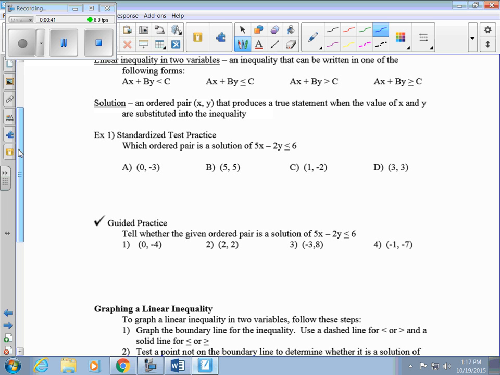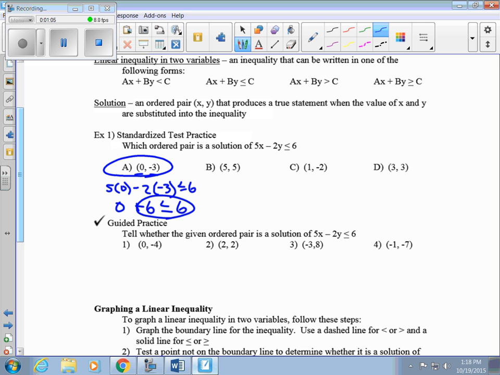We're going to take these ordered pairs and we're going to plug them in to see which one is the solution. So here's my x, here's my y, so we plug it in. We're going to have 5 times 0 minus 2 times negative 3 is less than or equal to 6. So if we do that, we're going to get 0 plus 6 is less than or equal to 6. Is 6 less than or equal to 6? The answer is yes. So that one works.